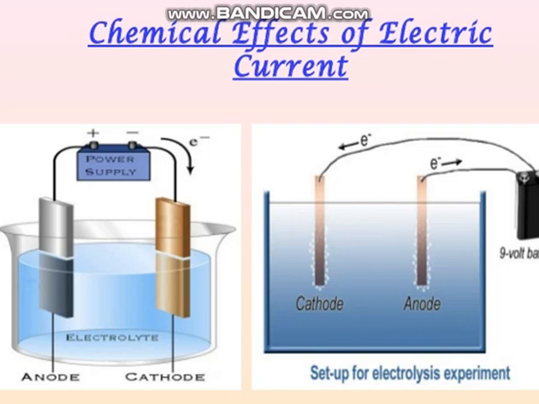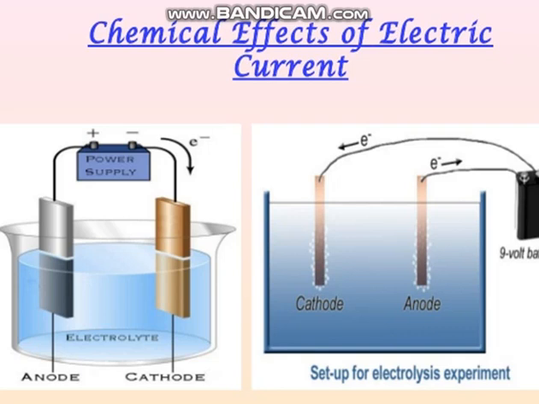Electrodes are the terminals which are attached with the battery through which we can pass the electric current through the solution. That is known as electrodes. So electrodes are of two types. The one which is attached with the positive terminal of the battery, that is known as anode. The other one which is attached with the negative terminal of the battery, that is known as cathode.